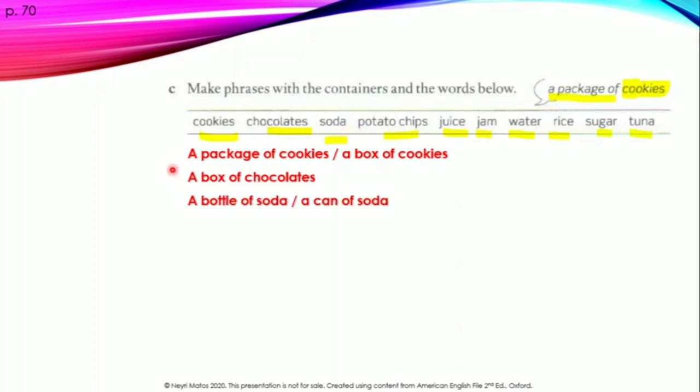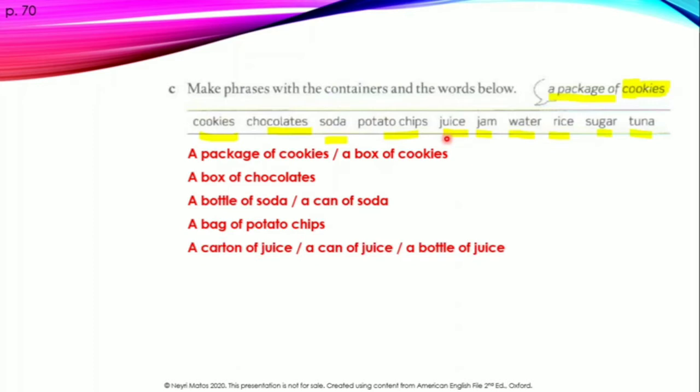So for soda, you can have a bottle or a can of soda, right? Usually we have soda in a bottle or in a can. For potato chips, we have a bag, right? We usually have potato chips in a bag, the way we find in the supermarkets.